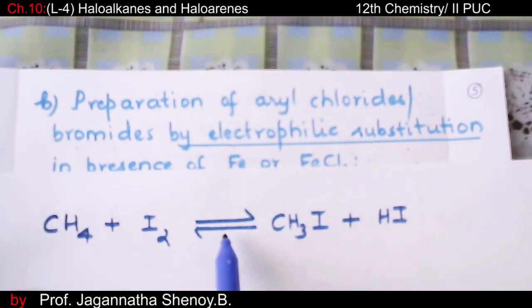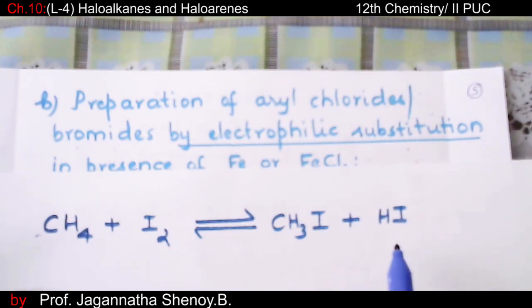First, I told you the reaction is reversible. So at any point of time, we will have all these substances in the reaction mixture. That's why yield is less. And because you have so many substances, separating pure methyl iodide is not so easy. Now, if I want to drive the equilibrium in the forward direction, I have to remove one of the products as soon as it is formed.